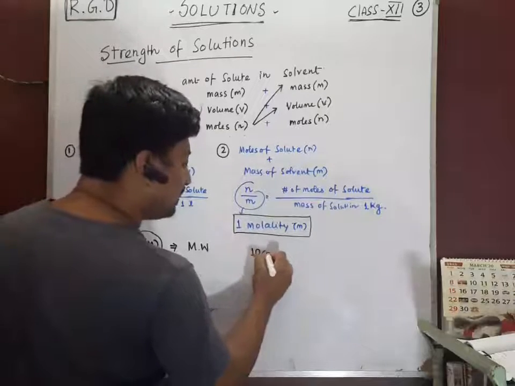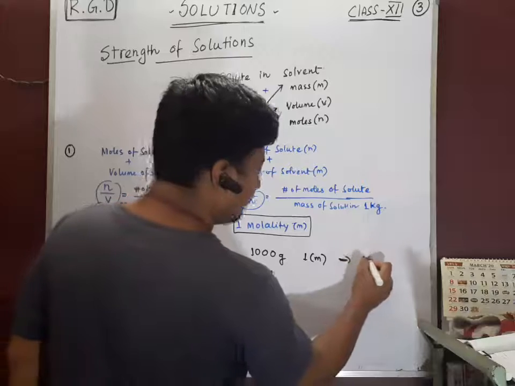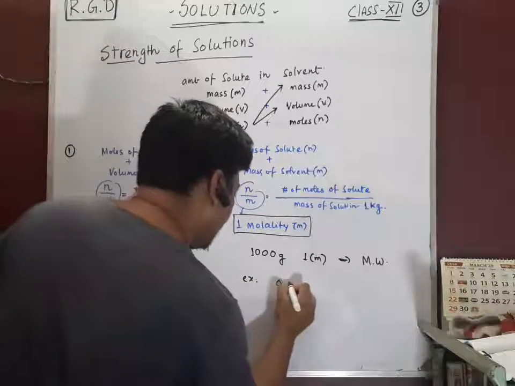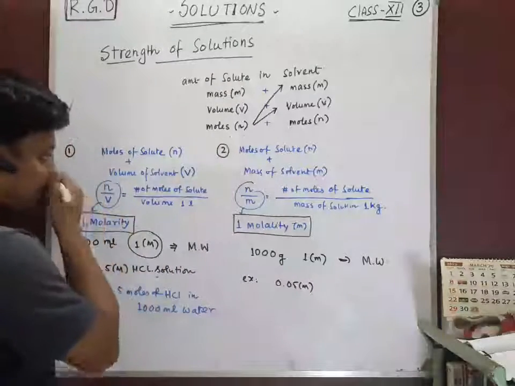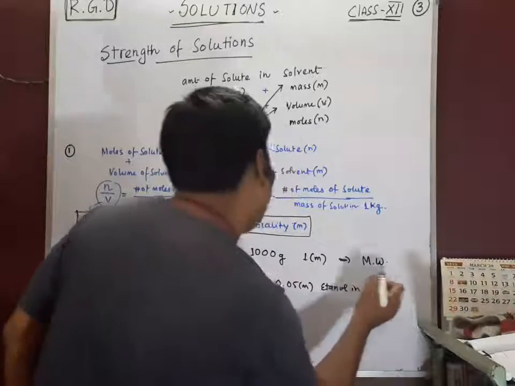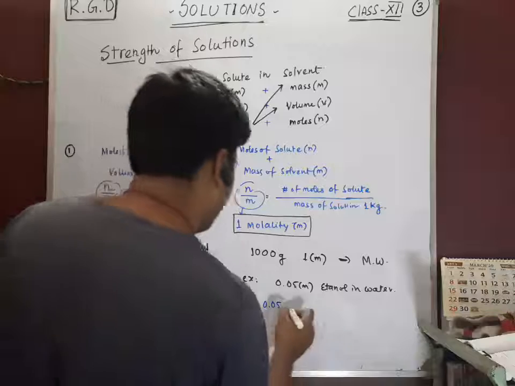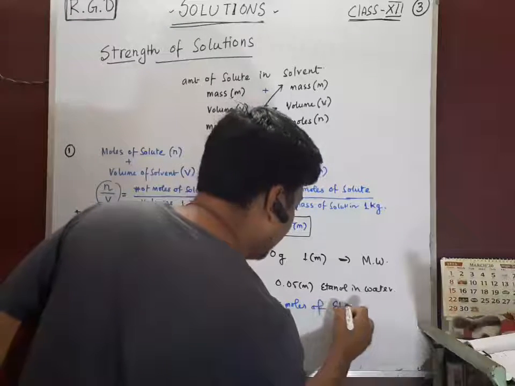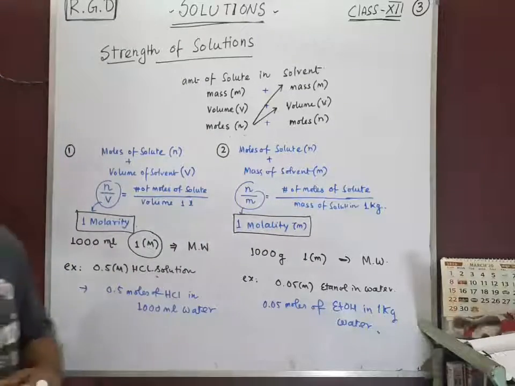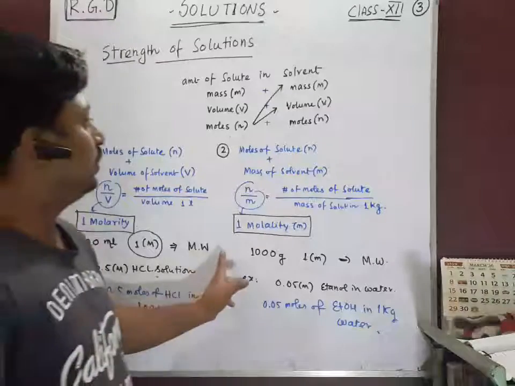So what does it represent? In 1000 grams of the solvent, 1 molal is basically nothing but the molecular weight. So if I take the example of 0.05 molal ethanol in water, what is the significance of this? The significance is 0.05 moles of ethanol in 1 kg water. Clear? So this is the concept of molarity and molality.